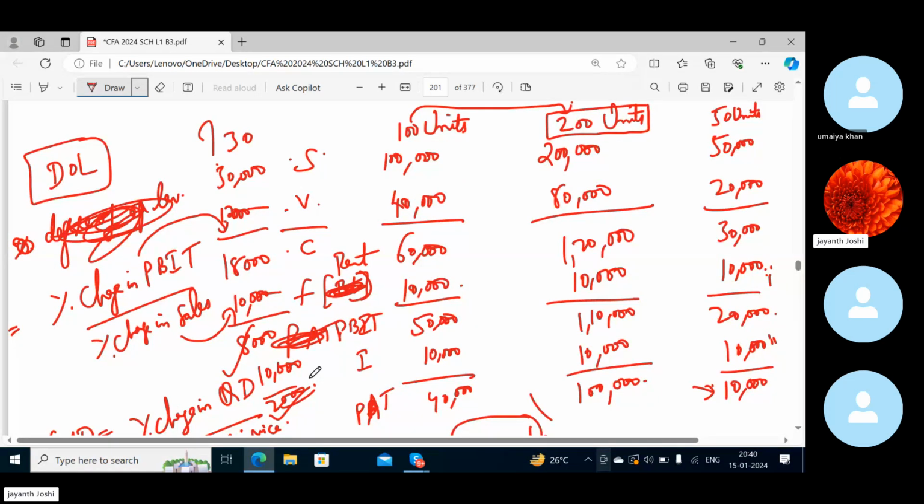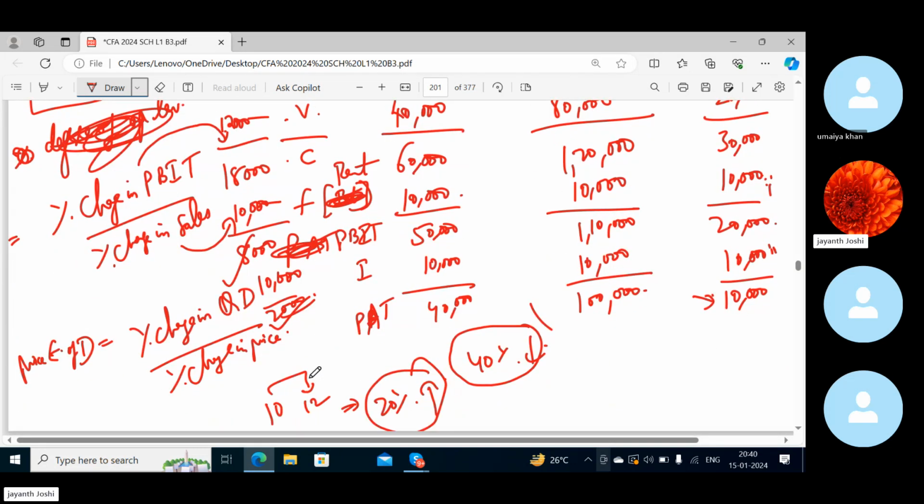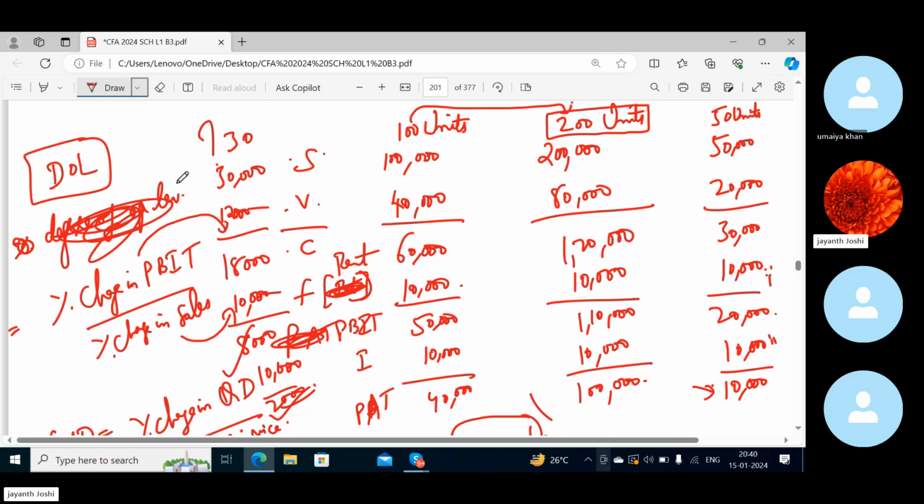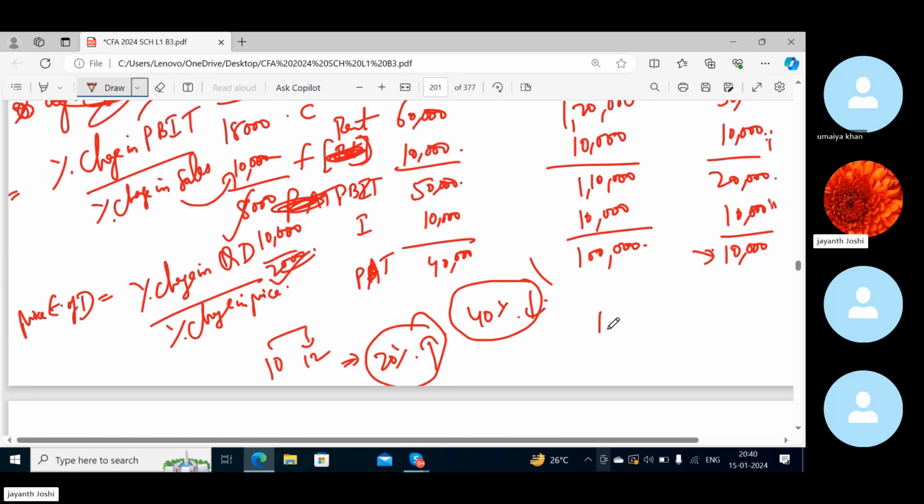I can take the advantage of fixed cost only if my revenues are high, or doubled, or tripled, or 4 times, or 5 times. Excellent, I may get very high profits. Now let's put in the formula and see. Percentage change in PBIT by percentage change in sales. I'm giving you the interpretation of this. Previously my PBIT was 50,000. Now it is 1,10,000. The formula for percentage change is current year figure minus previous year figure divided by previous year figure.